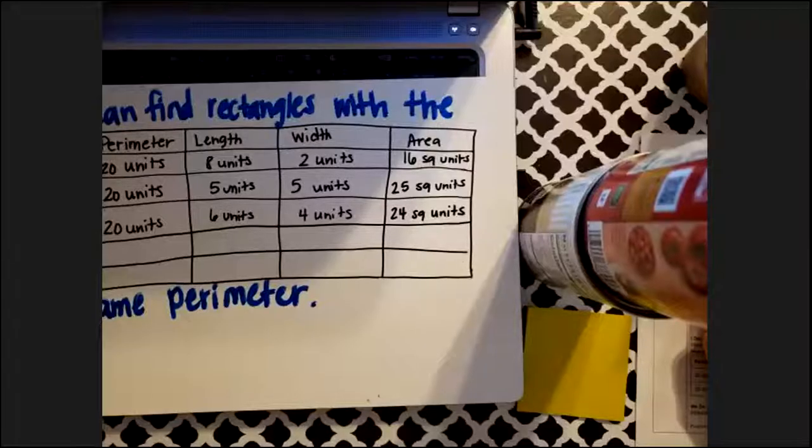The perimeter of a shape is you count up all the side lengths. Yeah, you add up all the sides.